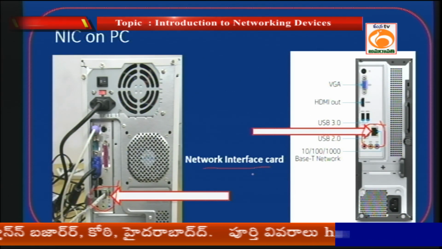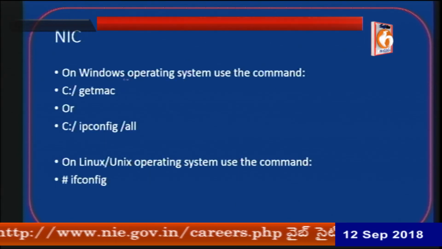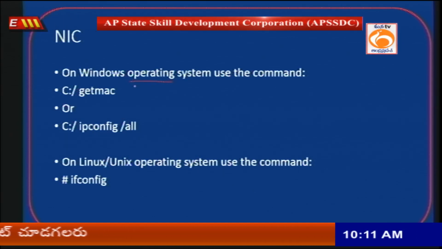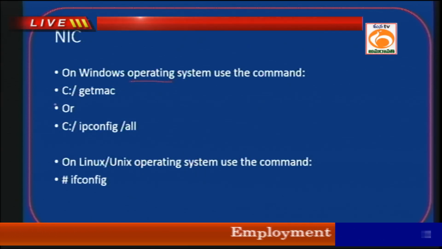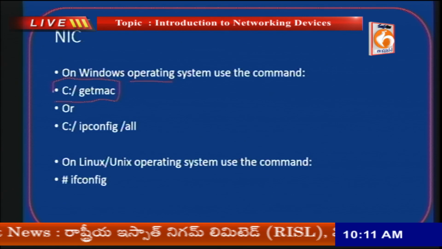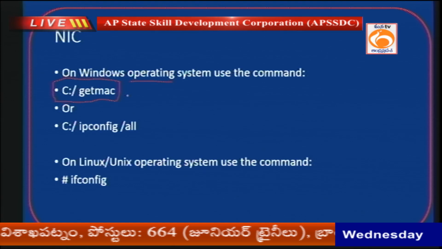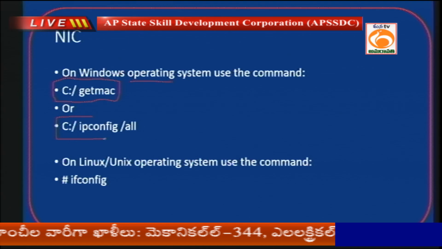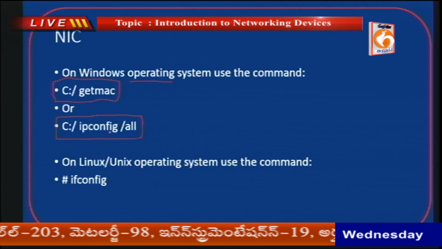So, to get to know the MAC address on a Windows operating system, if your computer is running Windows, then to find out the MAC address of the computer or the network interface, we have a command called getmac. By executing this command at the command prompt, we can see the output and know the MAC address of the device. Alternatively, we have another command, ipconfig /all. With this command also we can see the output.